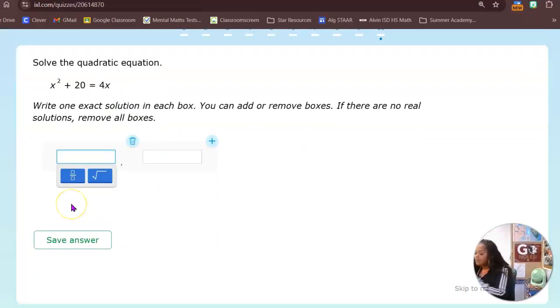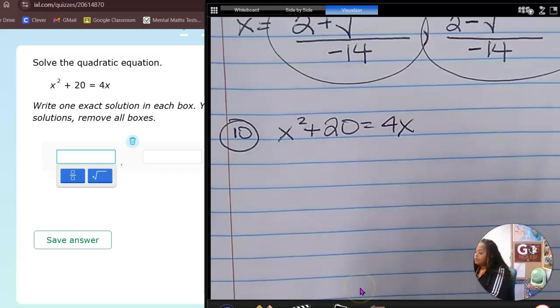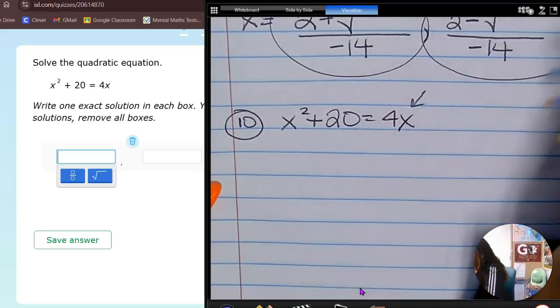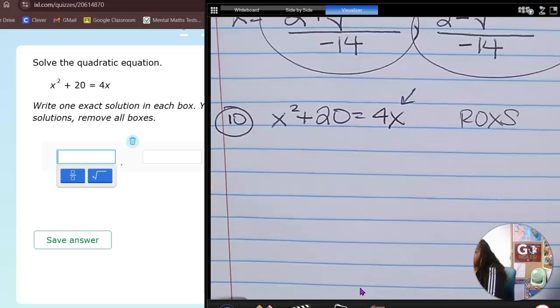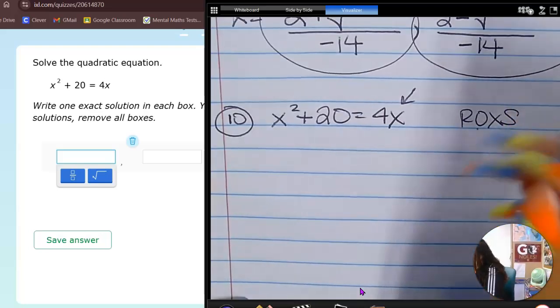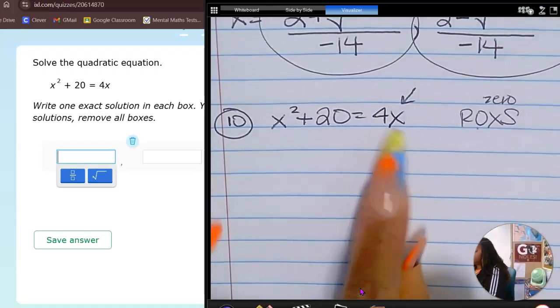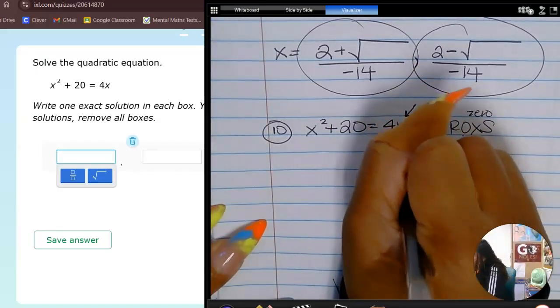X squared, we got to do some work for this one, plus 20 equals 4x. Who do I want this to equal? Because I'm finding the roots. What was the number over here? I want it to equal 0. So how do I make this a 0? Good. I have to subtract the 4x from both sides.